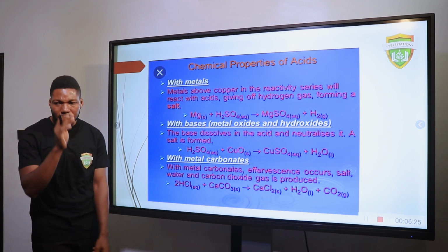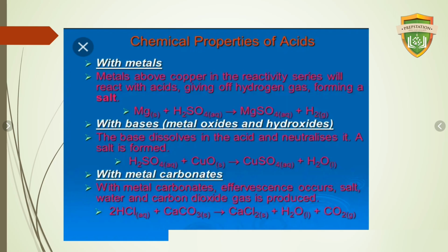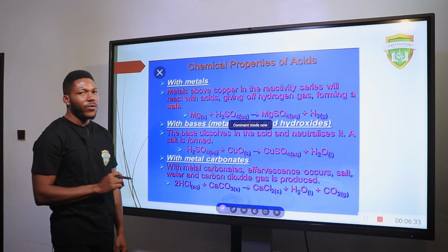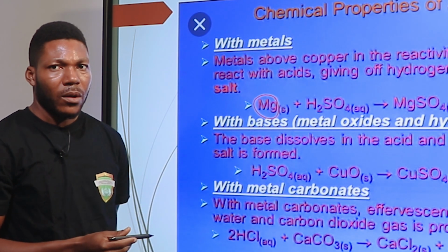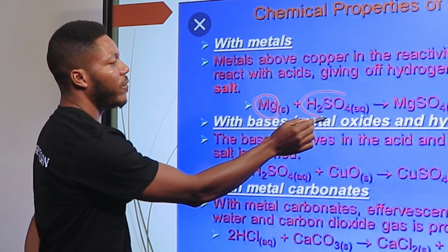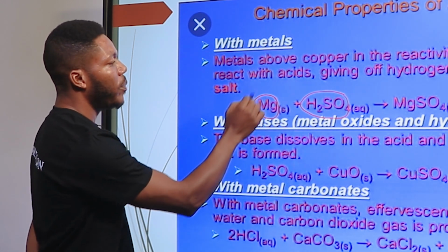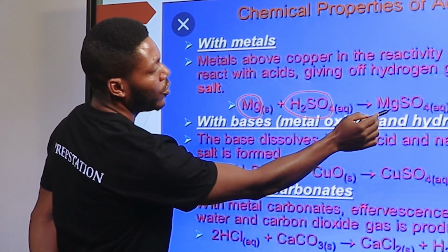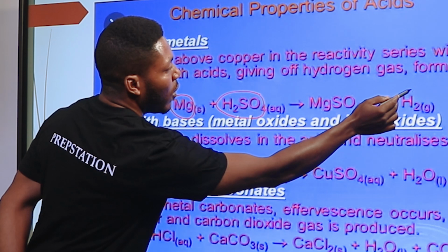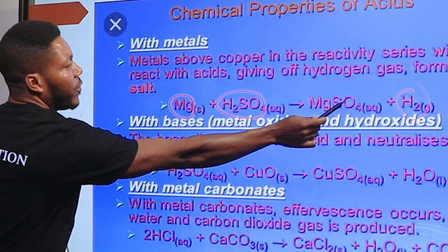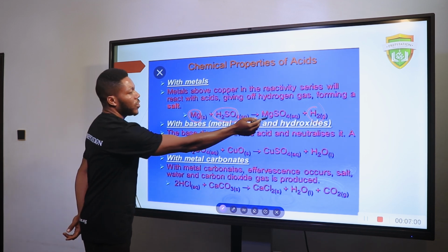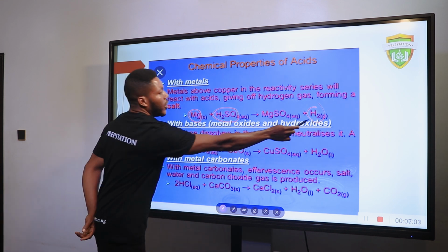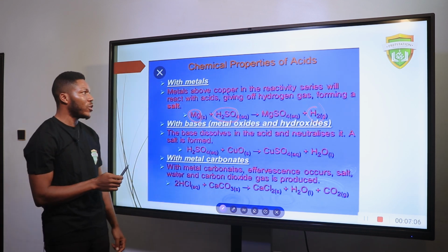So what are the chemical properties of acid? I'm going to give you the three major chemical properties of acid. First one is reaction with metal. When an acid reacts with a metal, a salt is always formed. For example, magnesium reacting with tetraoxosulfate 6 acid: the magnesium replaces the hydrogen and gives us magnesium tetraoxosulfate 6, with the release of hydrogen gas. So a salt is formed in this regard. Whenever an acid reacts with a metal, a salt is always formed with the release of hydrogen gas.